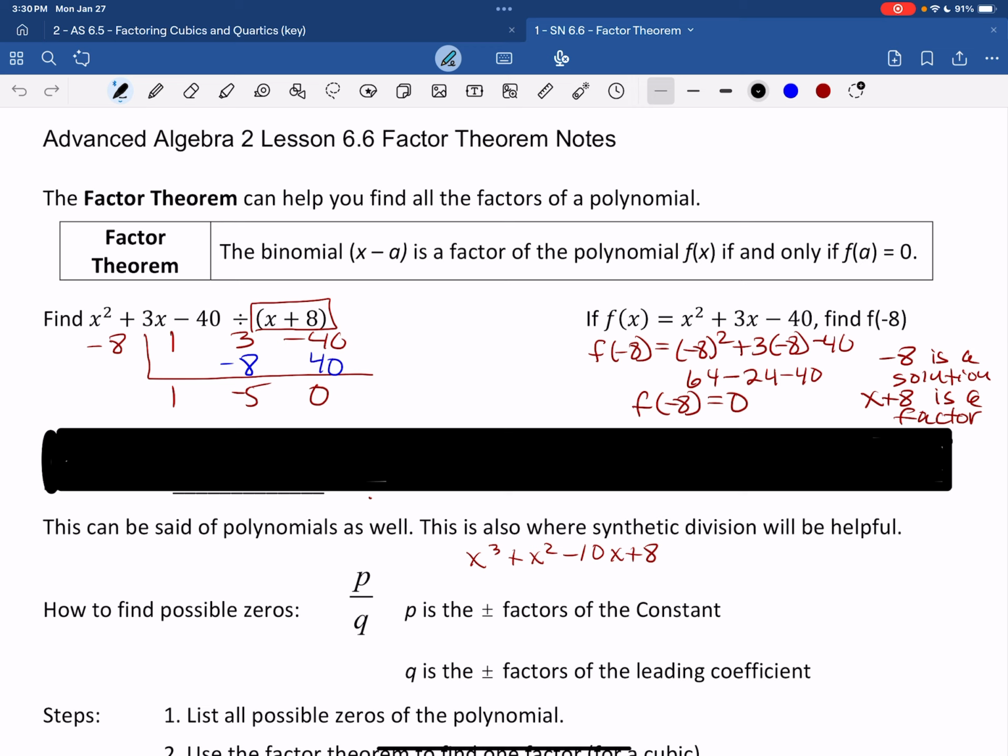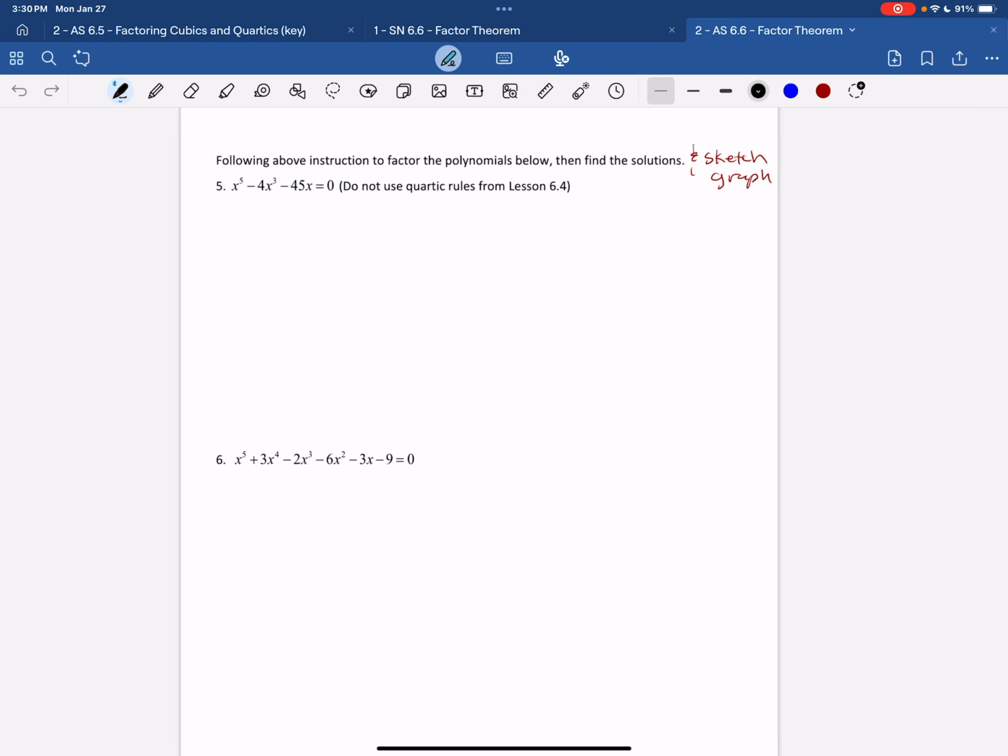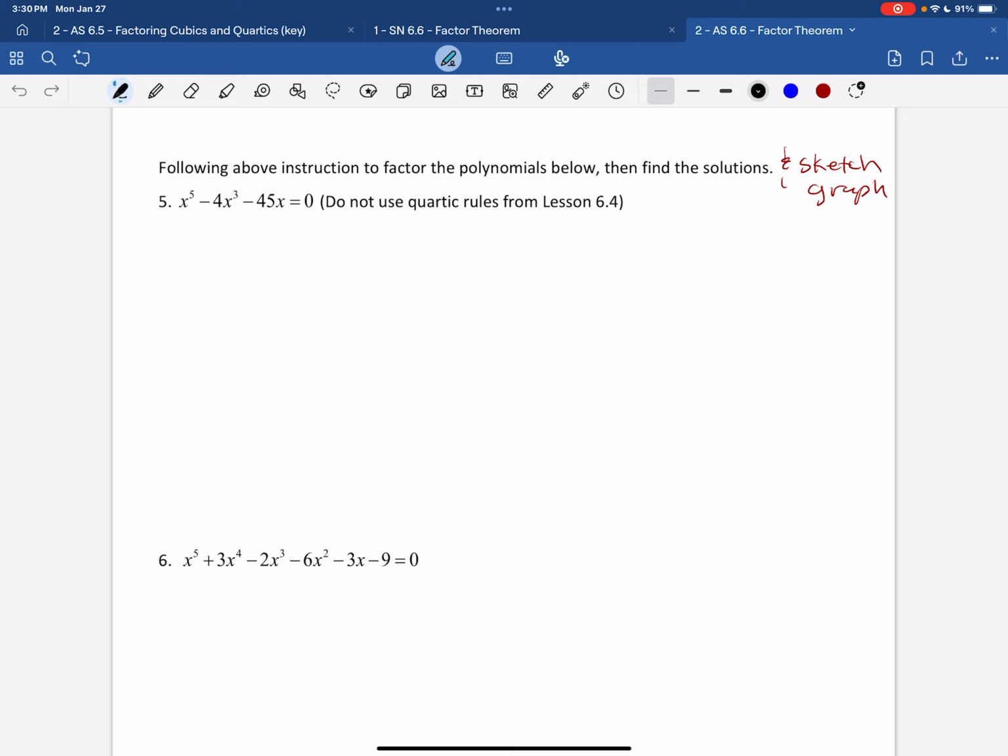And before I forget, go to your assignment, and on problems number 5 and 6, at the end of the instructions, I need you to write "and sketch graph." So you need to do all the work: factor completely, then solve, and then sketch the graph.